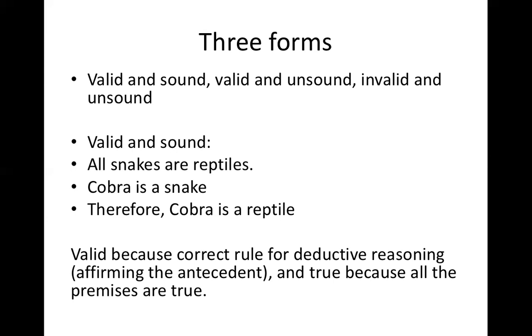Now, what kind of argument is this? Cobra is a snake. So it is an argument that affirms the antecedent. Valid. Cobra is a snake, that affirms the antecedent. So this is a valid modus ponens. So it means the argument is valid because it follows the correct rule for deductive reasoning, affirming the antecedent. And then it is sound because all the premises are true.